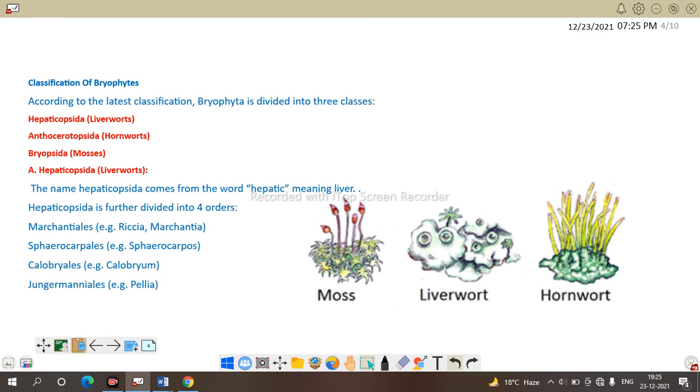Next part is classification of bryophytes. According to the latest classification, bryophytes are divided into three major groups: Hepaticopsida, Anthocerotopsida and Bryopsida. Hepaticopsida is nothing but the liverworts. The name Hepaticopsida comes from the word hepatic, which means liver. Hepaticopsida is further divided into four orders: Marchantiales, Sphaerocarpales, Calobryales and Jungermanniales.